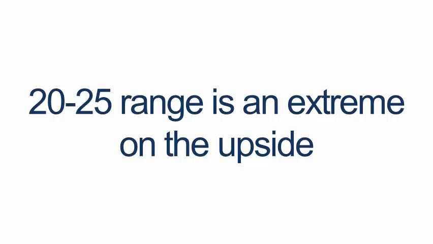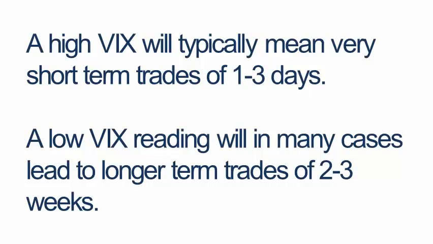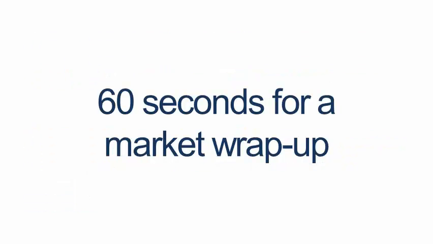The VIX just helps form an opinion on how long you can expect to be in a trade for. A high VIX will typically mean a very short-term trade of 1 to 3 days, and a low VIX reading will in many cases lead to longer-term trades of 2 to 3 weeks. These tools used together can help you quickly take a look at the overall strength or weakness in the market. Now, it may seem like a lot to look at, but when loaded up as a workspace, you can look at these charts and in 60 seconds have a feel for what you missed that day by being busy with other things.